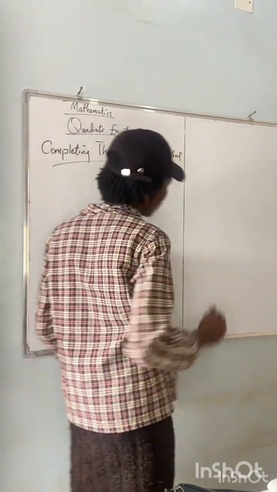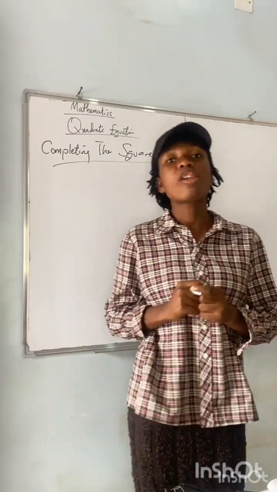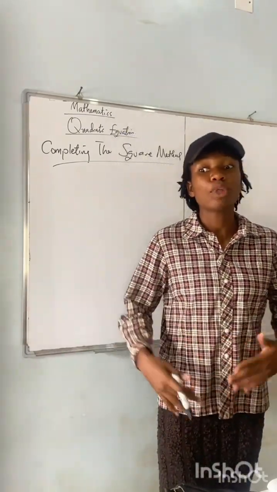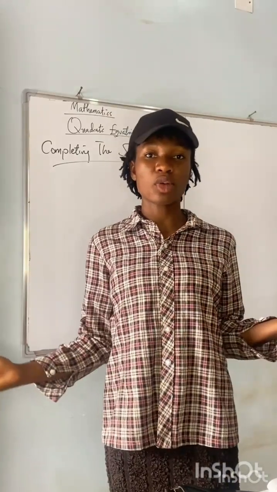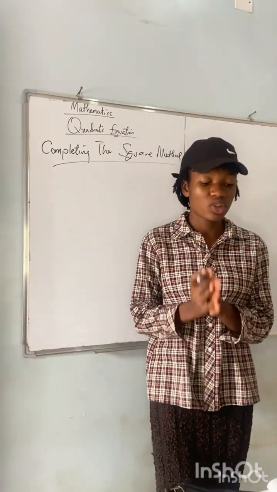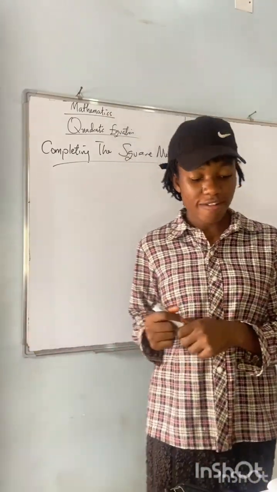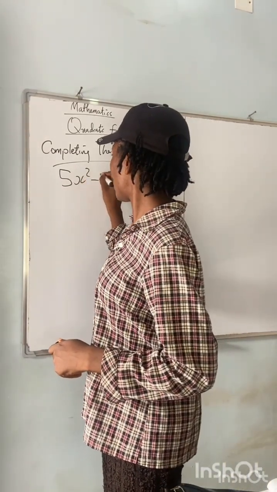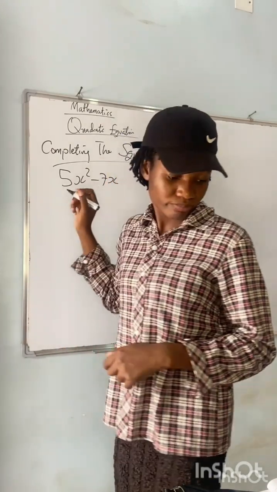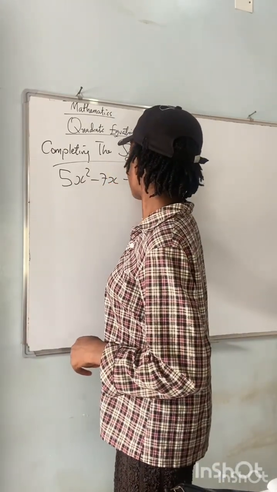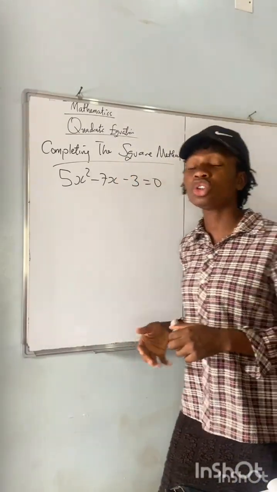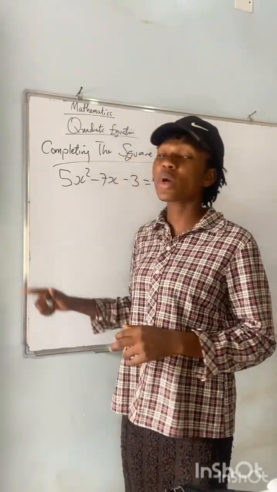Alright, so we'll be looking at how to solve quadratic equations using the completing the square method. Hope you follow our steps. We'll be solving together and using our steps. We have 5x. Alright, so we want to solve this quadratic equation using the completing the square method.